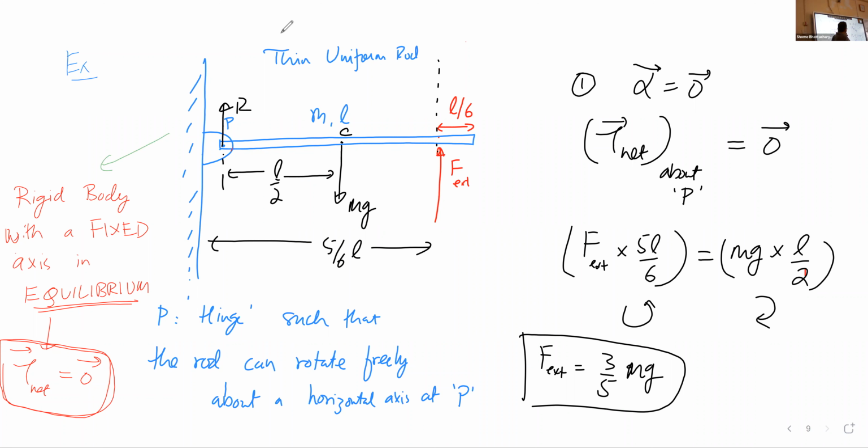But you can see these two are not balancing each other. This is only 3/5 of the weight. So what is balancing mg minus 3/5 mg? This is. So again, reaction force is a self-adjusting force. It's like normal reaction. It adjusts itself according to the condition. So because I'm applying 3/5 mg over here, the reaction force is so much.